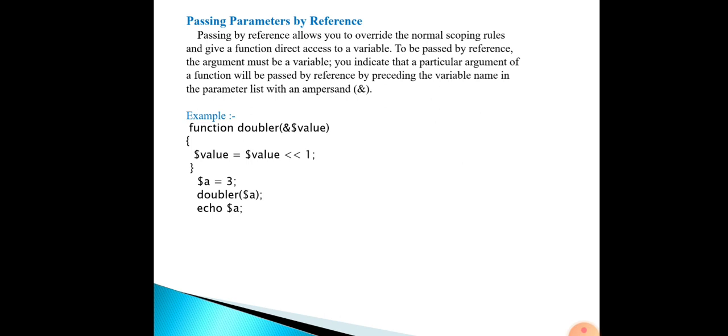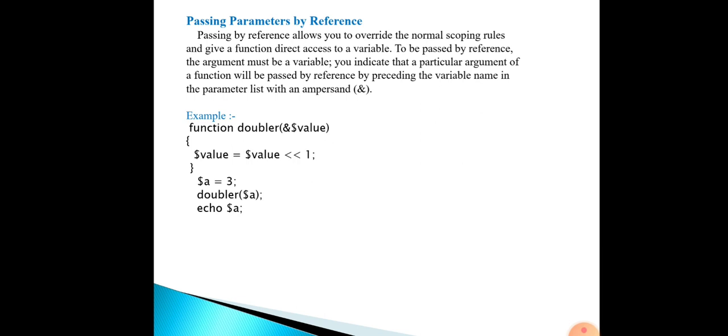Now we see passing parameters by reference. Passing by reference allows you to override the normal scoping rules and give a function direct access to a variable. The argument must be a variable. You indicate that a particular argument of a function will be passed by reference by preceding the variable name in the parameter list with an ampersand.